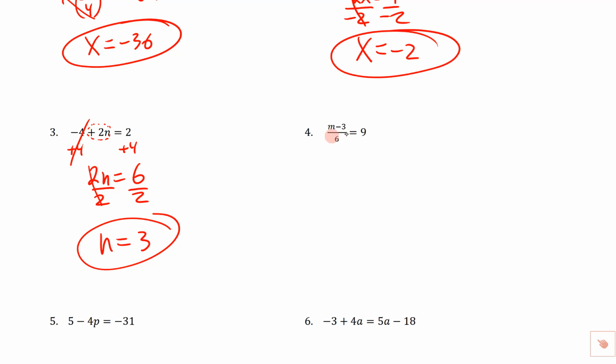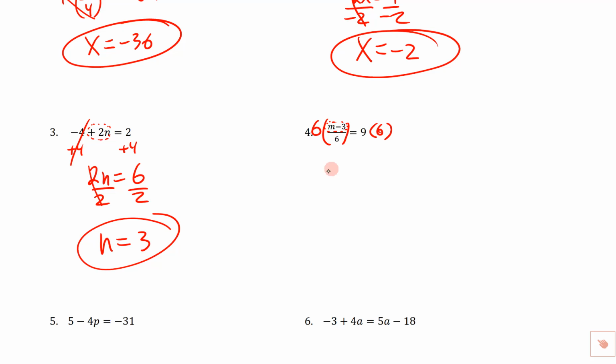And then again, this is that long fraction bar. Remember that long fraction bar, it groups these together. It groups the m minus 3 together. So we're going to keep those together. We're going to get rid of what that bar means. That bar means divide, so divide by 6. We want to undo dividing by 6 by multiplying by 6.